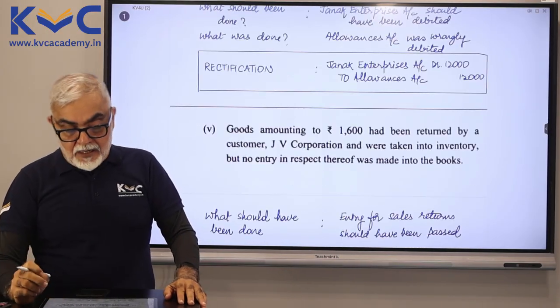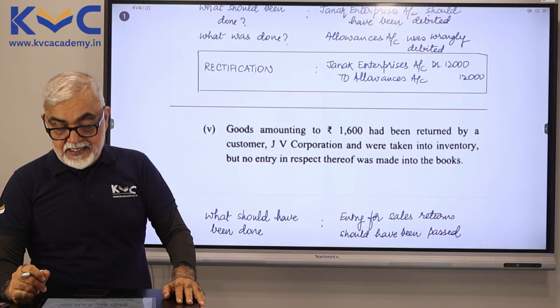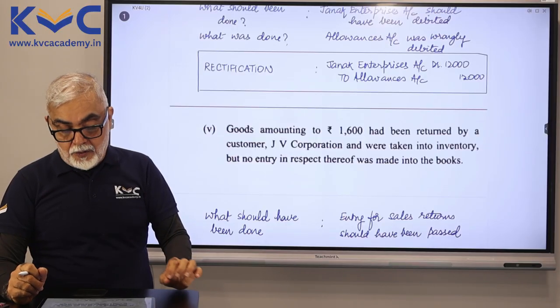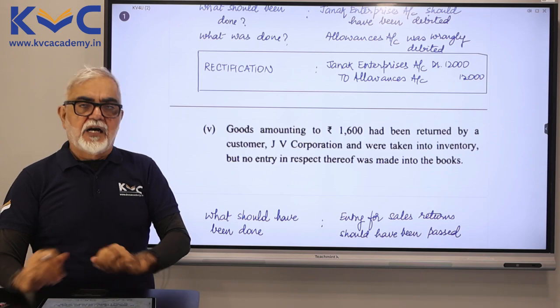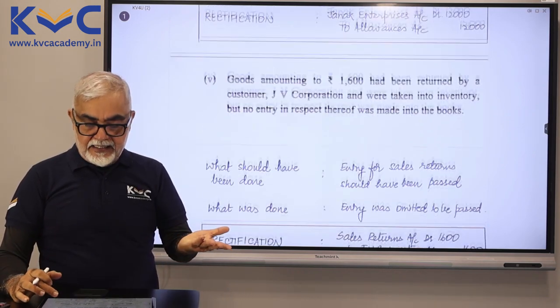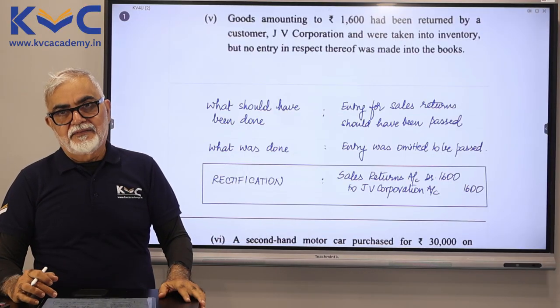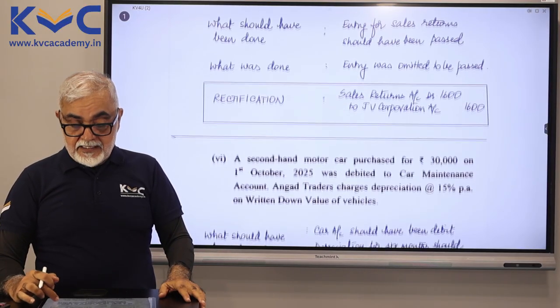Goods amounting to 1,600 had been returned by a customer JV Corporation and were taken into inventory, but no entry in respect of this was made. A total omission of the sales returns. So, sales returns account debtor to JV Corporation. Simple entry. Okay? The sixth one.